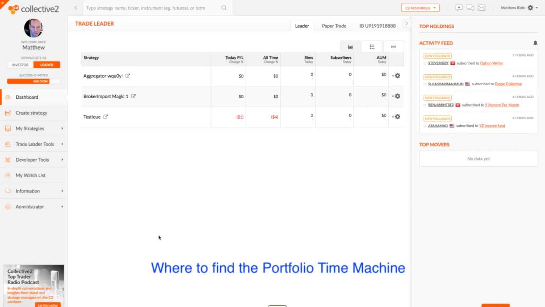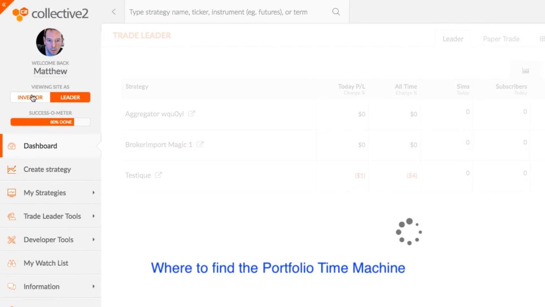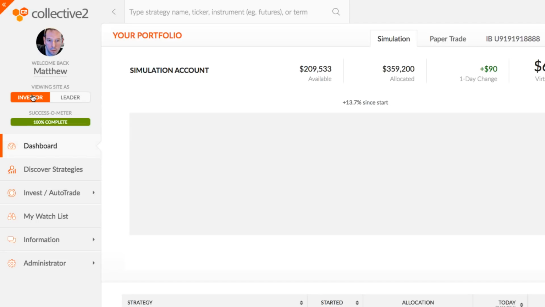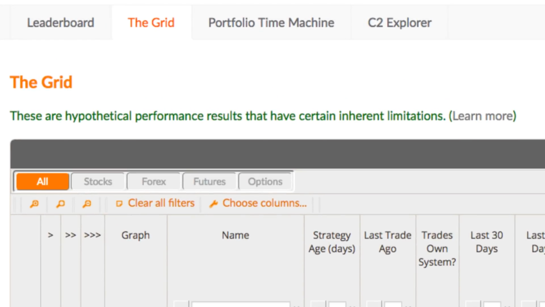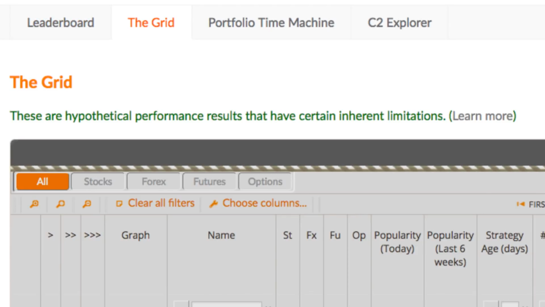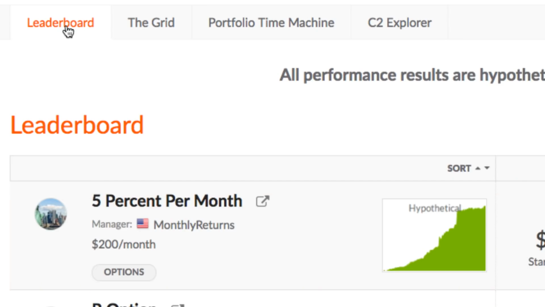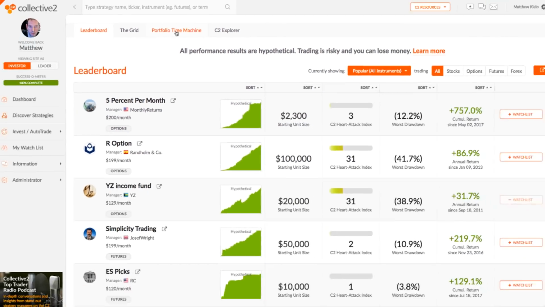And remember, you have to be viewing the site as an investor. And then you can go to Discover Strategies. There's a couple of ways of discovering strategies on Collective 2. We've already seen the leaderboard. We've looked briefly at the grid. But what I want to show you right now is the portfolio time machine.